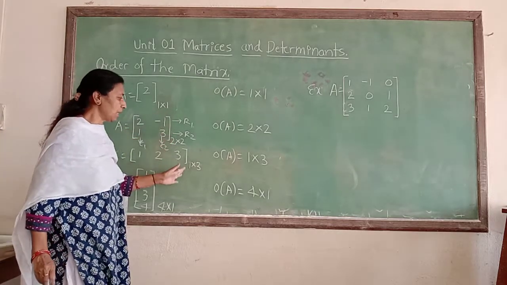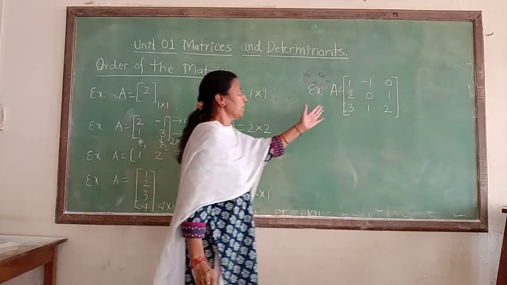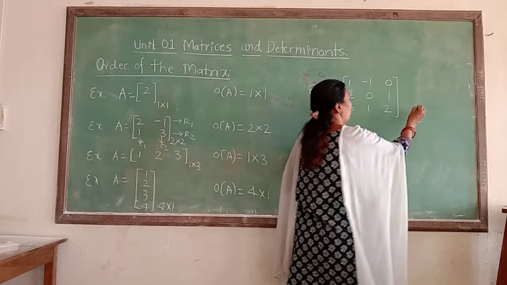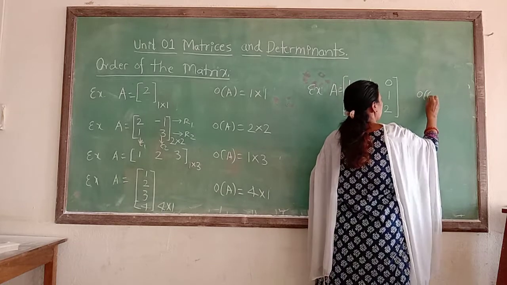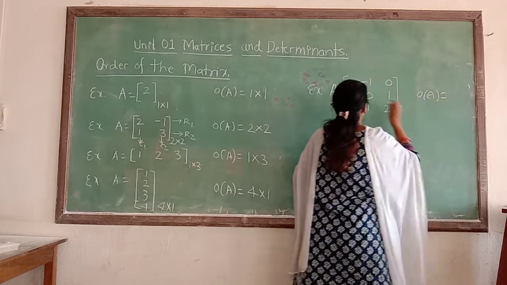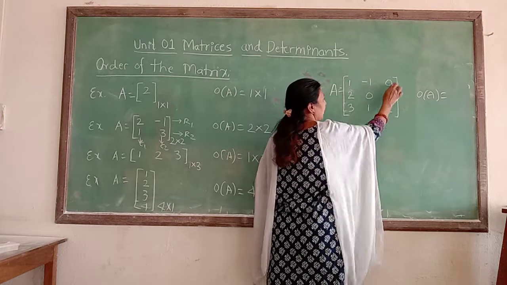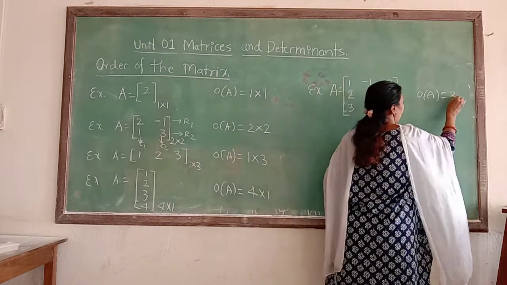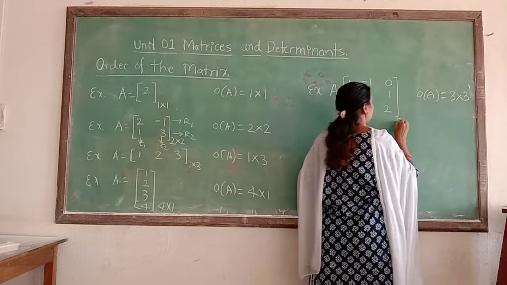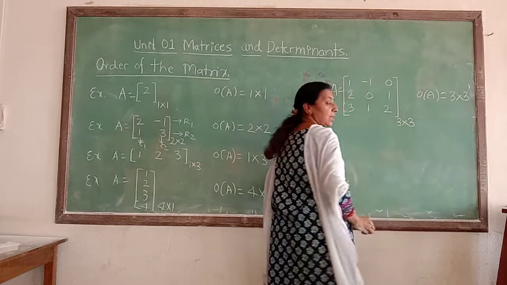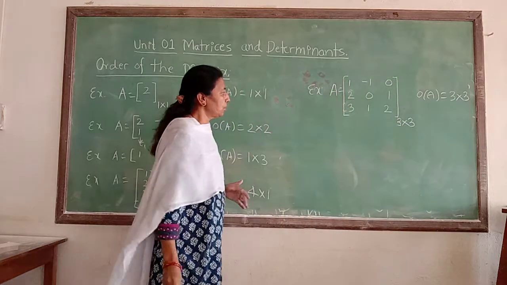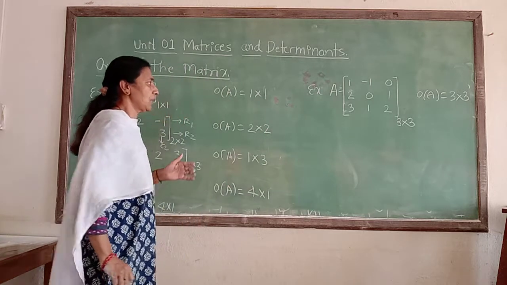Okay, for your understanding I am writing here. In this example, it is very easy. How many rows and how many columns are there? 1, 2 and 3 rows. 1, 2 and 3 columns. So the order is 3 by 3. The order of the matrix here is 3 by 3. So it is a square matrix also, you can say like that.